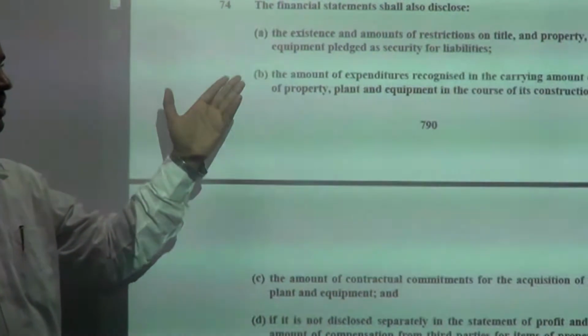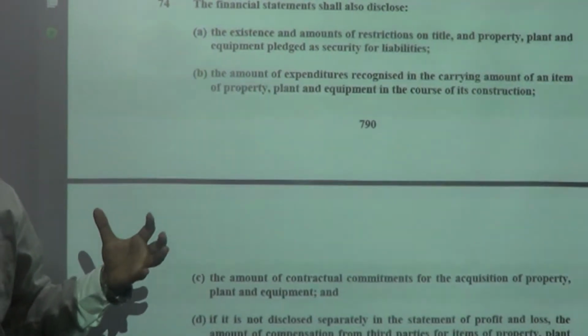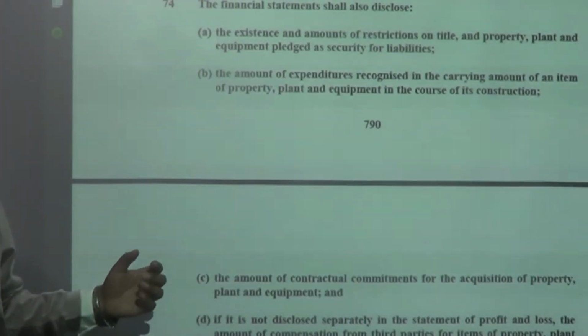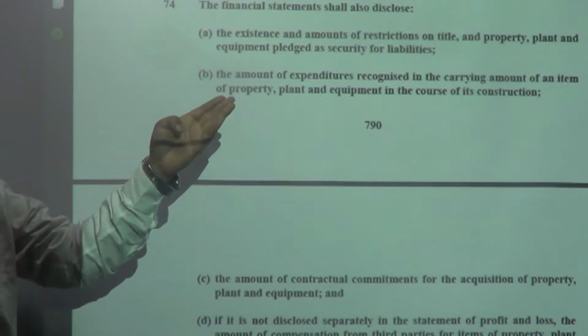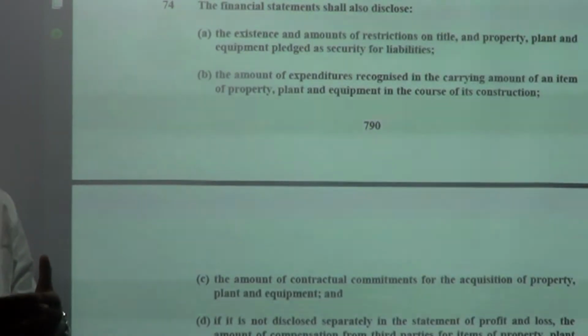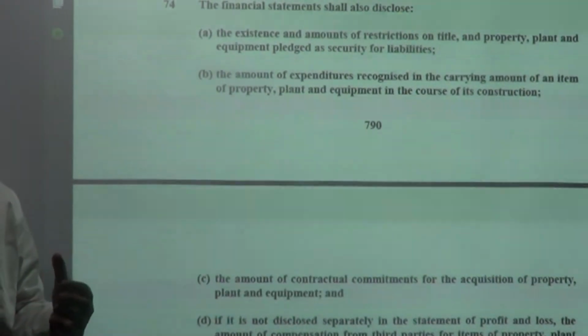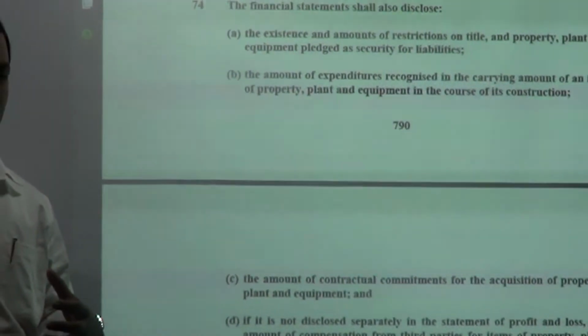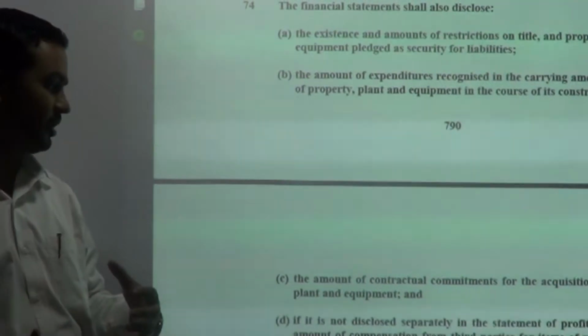Then para 74, the financial statement should also disclose existence of the amounts of restriction on title and property, plant and equipment pledged as securities for liability. If you have taken a loan and you have pledged PPE as security, those items have to be disclosed. The amount of expenditure recognized in the carrying amount for assets under progress, that means assets under construction. So if there is an asset under construction, you are self-constructing an asset, whatever expenditure you incurred during the year for construction has to be disclosed.